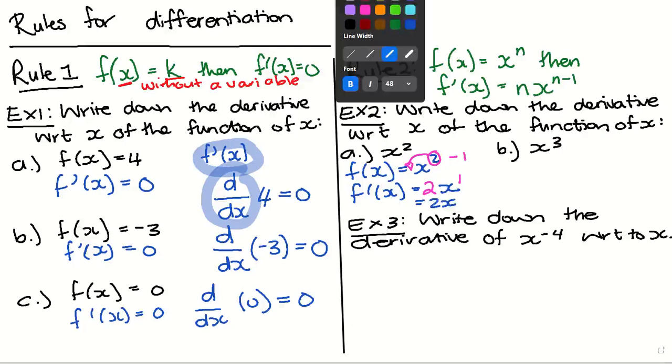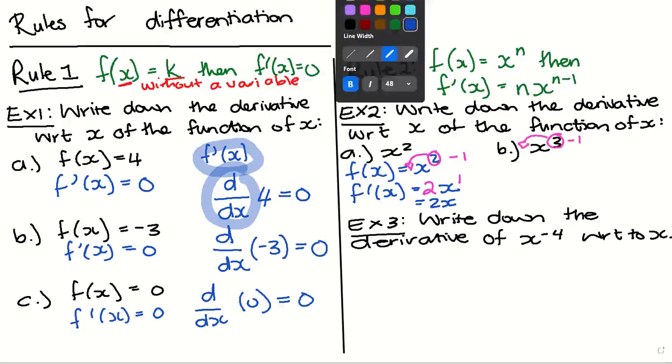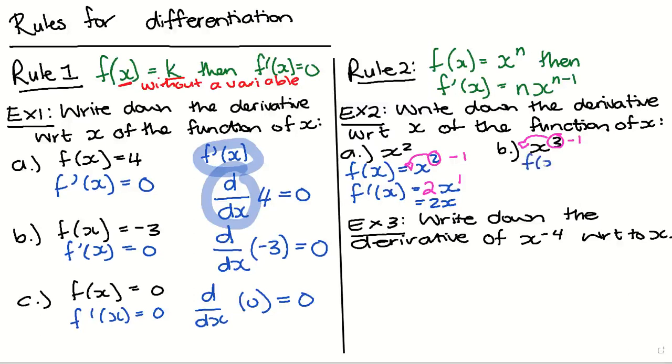Let's try it with x to the power of 3. We first take the exponent, we bring it to the front, and then we're going to minus 1 from that exponent. Okay, so let's write that out. If f of x is equal to x cubed, then the derivative with regards to x is equal to, take that exponent, times it in the front, and minus 1 from it. 3x squared. That's my final answer. Quite easy, hey? Then it says, write down the derivative of x to the minus 4 with regards to x.